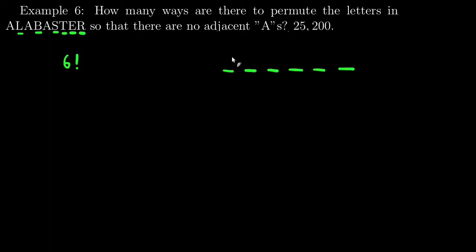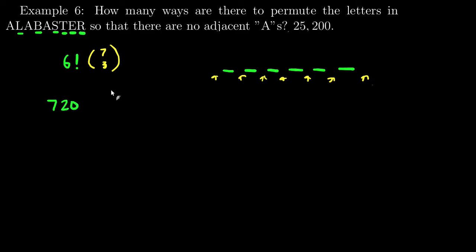That's what places these letters, the non-A's. If I want to make sure that the A's are not adjacent, I just need to make sure that I fill these in between other letters. So basically I can put an A here, here, here, here, here, here, or here. I can put this A in any one of these 7 spots. And I need 3 A's, so I'll end up with 7 choose 3. 6 factorial is 720.